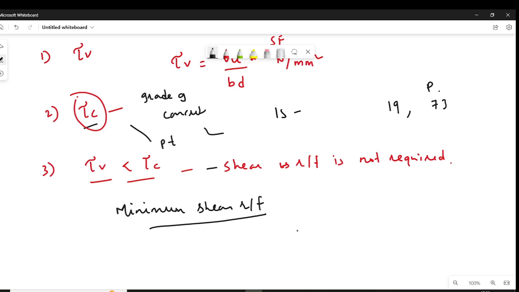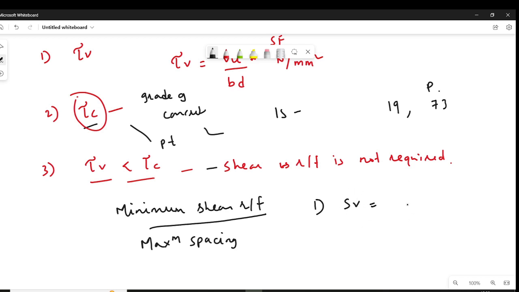But then also the IS code says that in case of beam, we have to provide the minimum shear reinforcement, minimum stirrups. So what are the minimum stirrups? It is given in the IS code. Minimum stirrup means maximum spacing between the stirrups. We have three formulas to provide the minimum shear reinforcement.